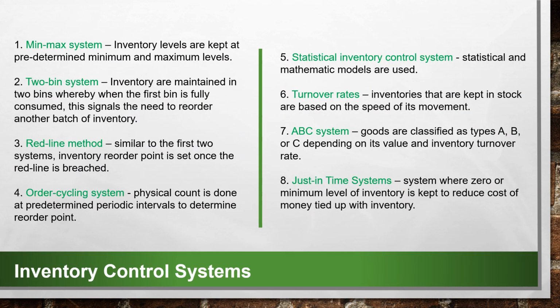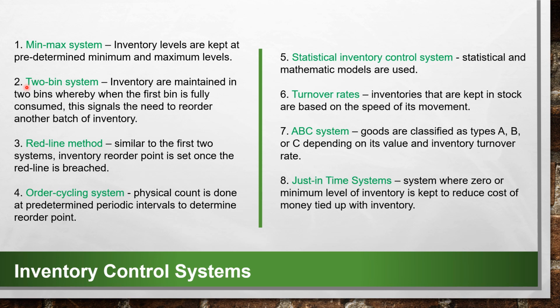So in terms of control, we have the following inventory control systems. First, we have a min-max system. Min-max means inventory levels are kept at predetermined minimum and maximum levels. We also have the two-bin system. Inventory is maintained in two bins, whereby when the first bin is fully consumed, this would signal the need to reorder another batch of inventory.